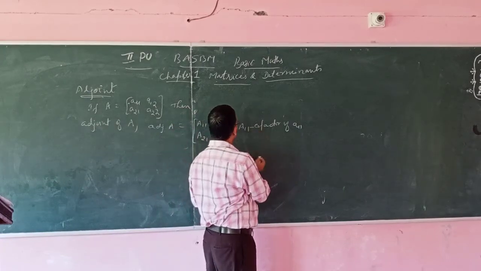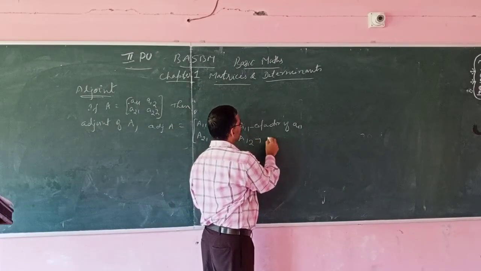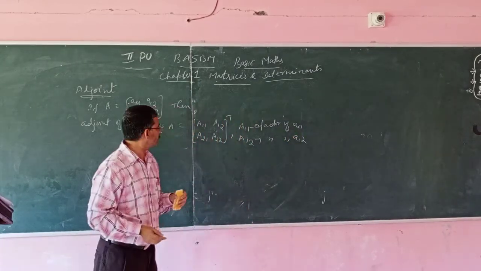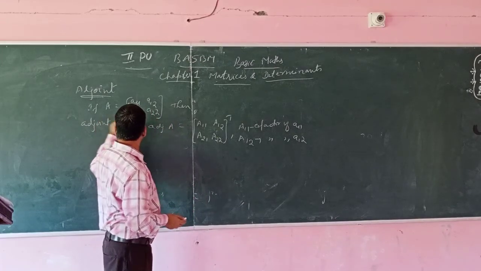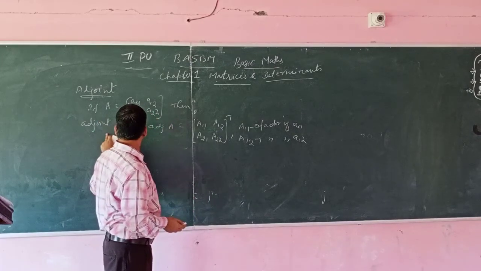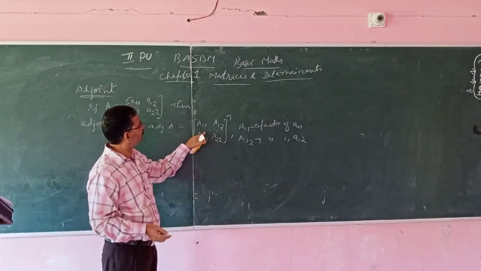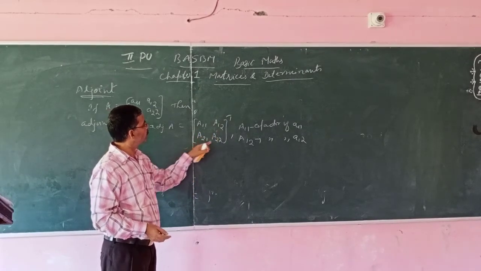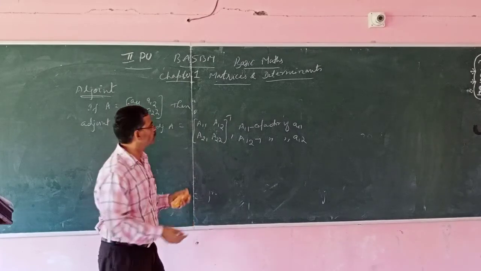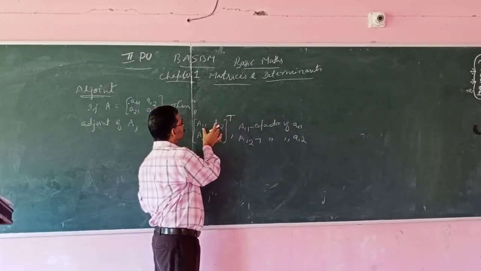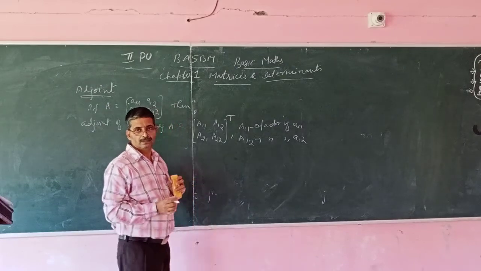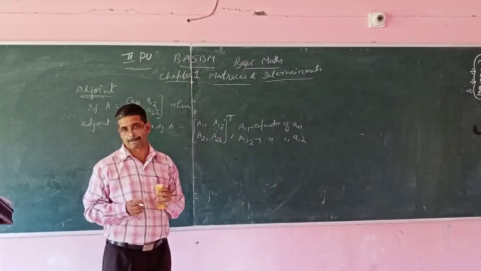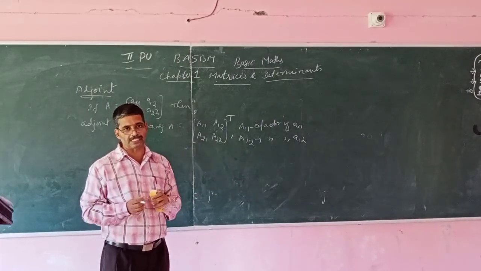Similarly, A12 means cofactor of a12. Like this it will go on. So what is the adjoint of A? If A equals a11, a12, a21, a22, then adjoint of A equals the matrix A11, A12, A21, A22, transposed. So take the transpose of the cofactor matrix, the matrix obtained from the cofactors of the given elements in the matrix.